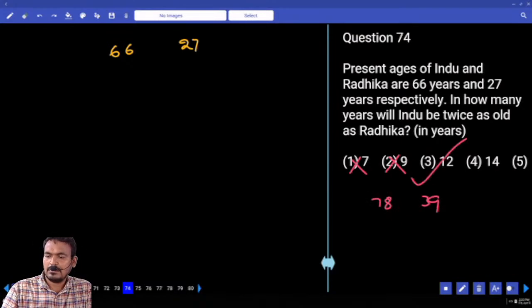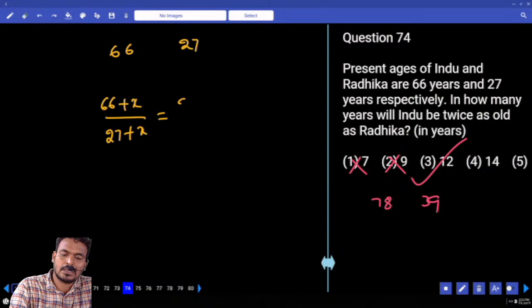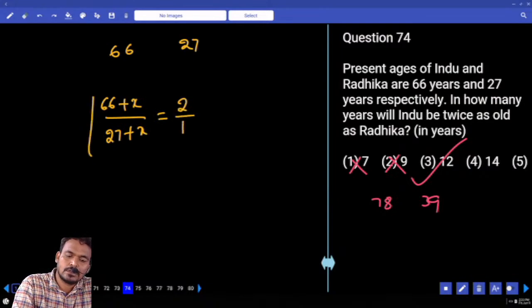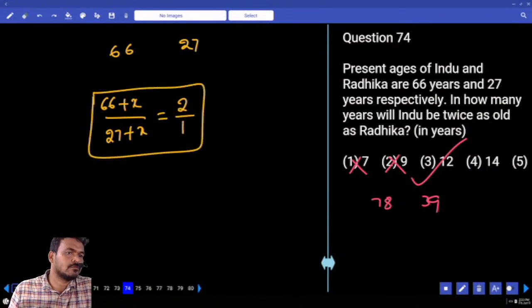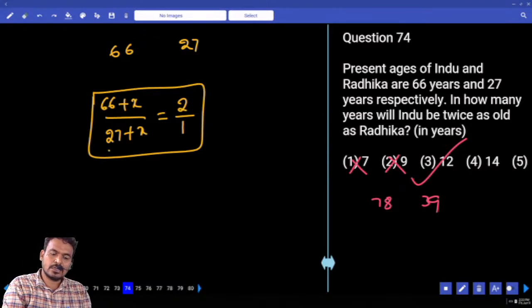Then the answer is the third one. Or, 66 plus x by 27 plus x equals, what is the ratio? 2:1. Simplify this and we get the x value. 27 into 2, 54. 2 into x, 2x. What is the difference? X. The difference between 66 and 54 is 12.